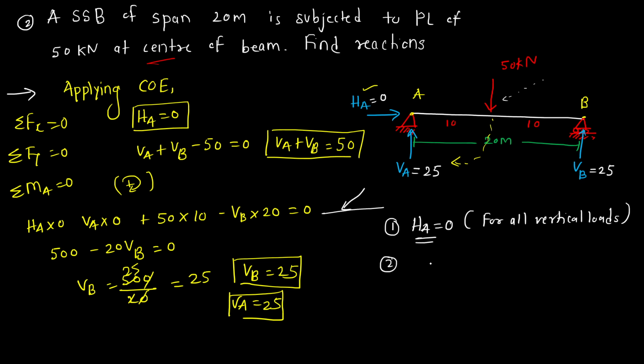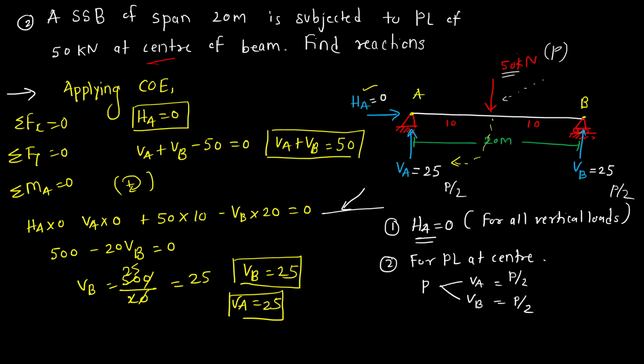Second point that you have to note is, for a point load at center, if the value of the point load is P, then the reactions VA and VB, what is the value? It is P by 2 and P by 2. That means if 50 kilonewton is acting at center, then VA is 25 and VB is 25. If this is P, then this is P by 2 and this is also P by 2.